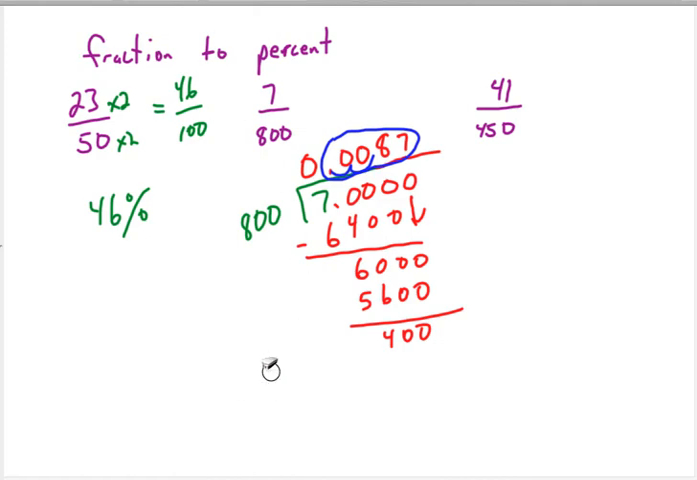0.9%. There we go. 0.9%. So let's see if that makes sense. If we were to turn this 800 into 100, we'd need to divide by 8. Well, if we divide 7 by 8, we get a number less than 1. So this has to be less than 1%. So 0.9% makes a lot of sense.